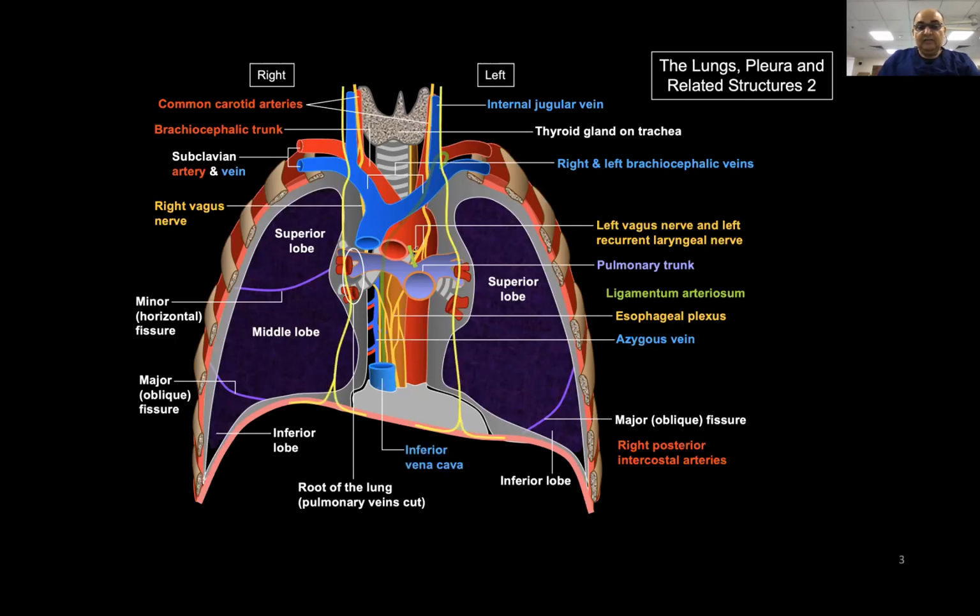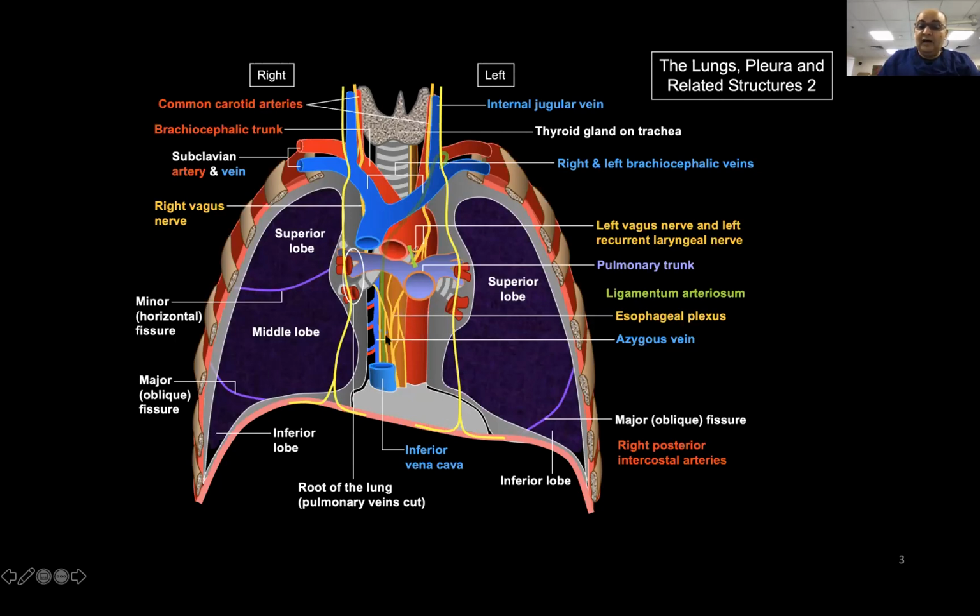Now look at it. What are these two structures which are going in front of the hilum? Guys, this is the point of differentiation. The nerve which goes behind the hilum of the lung and the nerve which goes in front of the hilum of the lung. The one which goes in front of the hilum and is seen going all the way down to the diaphragm.